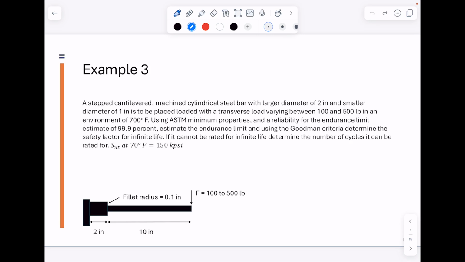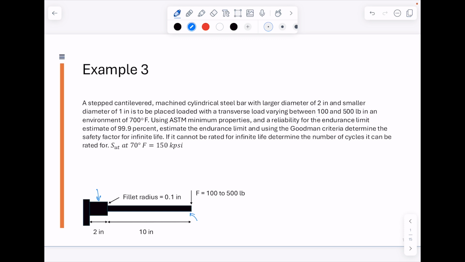Let's talk about a fatigue example where we can go through virtually everything we're doing in our machine design course related to fatigue. So we have this stepped cantilevered machined cylindrical steel bar with a larger diameter of 2 inches. So that would be this portion here, and a smaller diameter of 1 inch. So that would be that portion there.